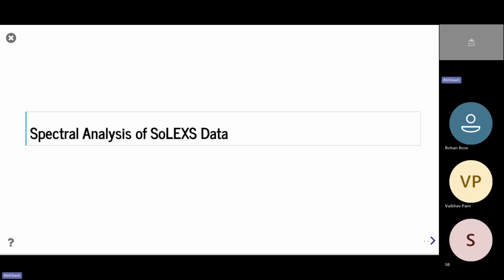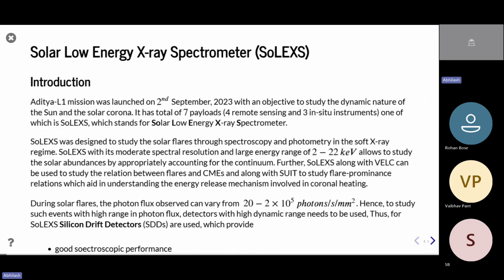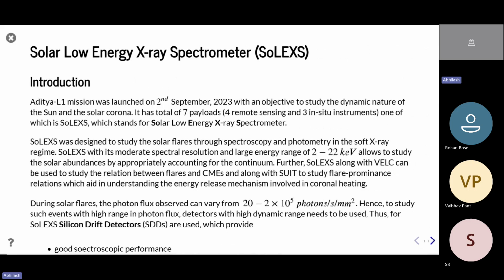So let me, I can skip this slide. SOLEX, as the name suggests, is a solar low energy X-ray spectrometer, which operates in the energy range of 2 to 22 keV, which is soft X-ray. There are some details.